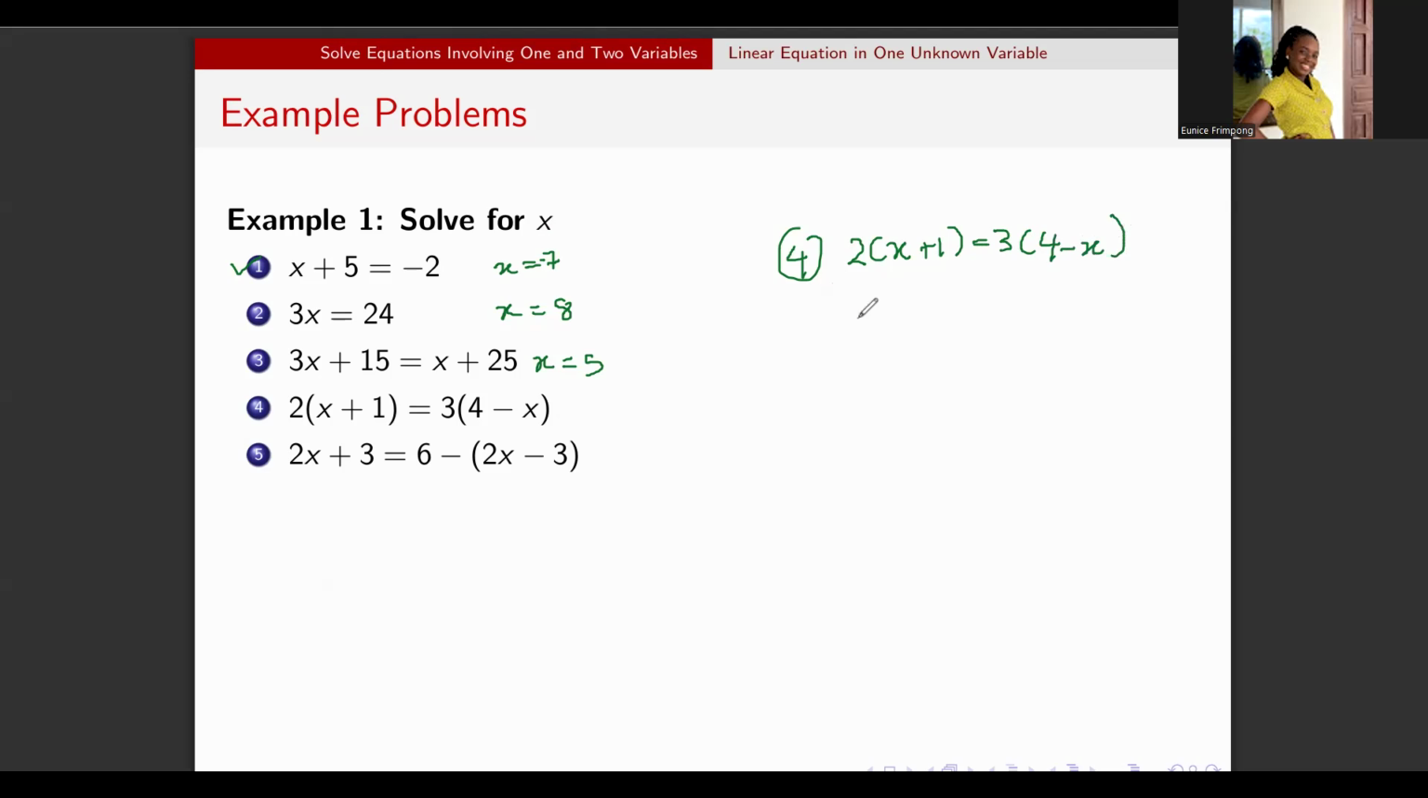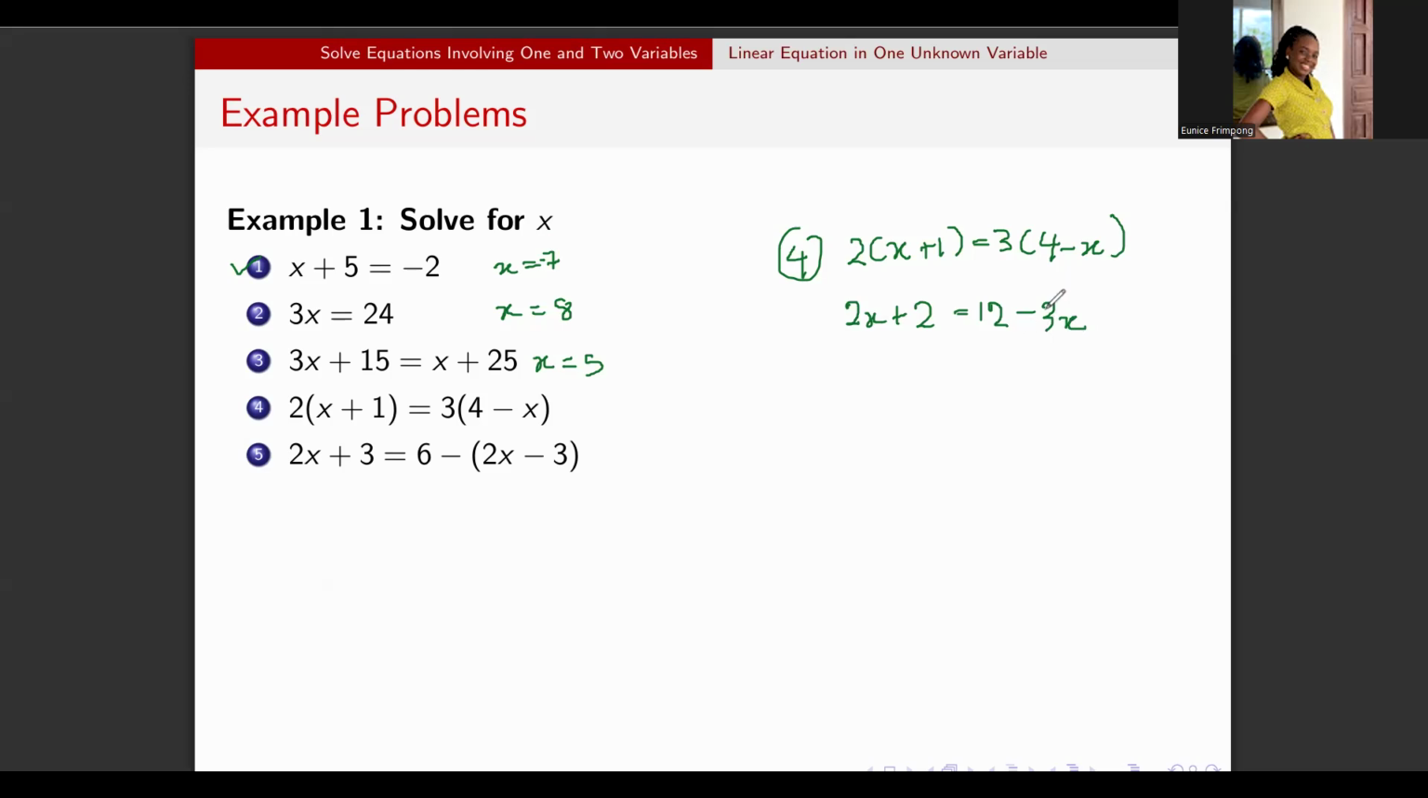So this gives me, I'm going to open up the bracket. So 2 will multiply through each of the terms within the bracket. So 2 times x is 2x, plus 2 times positive 1 is positive 2. Okay. Now 3 also multiplies everything that is in the bracket here. So 3 times positive 4 is 12. Then 3 times minus x is minus 3x. I have 2x plus 2 equals 12 minus 3x.